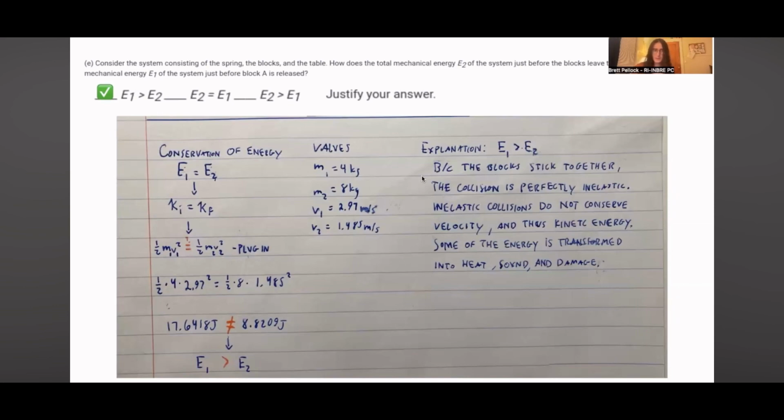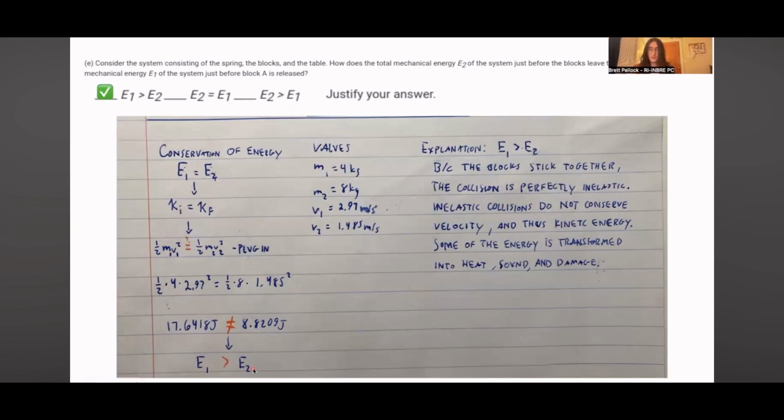With all of these known, we can plug it in and solve. In the end, we'll get around 17.6 on one side equals 8.8 on the other side. But that is not true. 17.6 does not equal 8.8. So that proves to us that energy is not conserved in this, and that in fact the initial energy E1 is greater than the final energy E2.